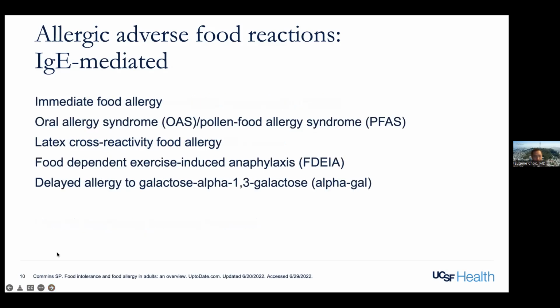So in this category of IgE-mediated food allergy, there's the immediate or classic food allergy there at the top, but also some other entities we think about, including oral allergy syndrome, pollen food allergy syndrome, latex cross-reactivity, food-dependent exercise-induced anaphylaxis, and then this meat delayed allergy or alpha-gal. So I'll go over this in a little bit more detail here.